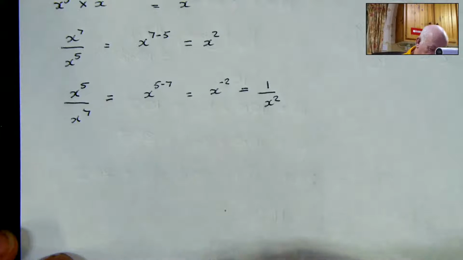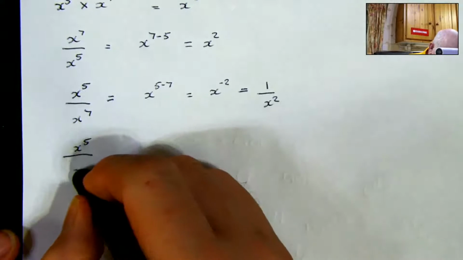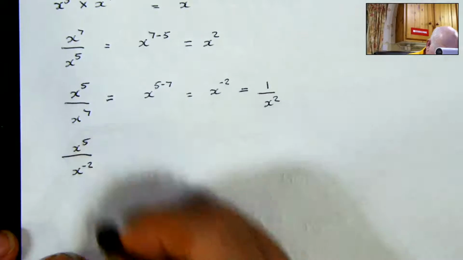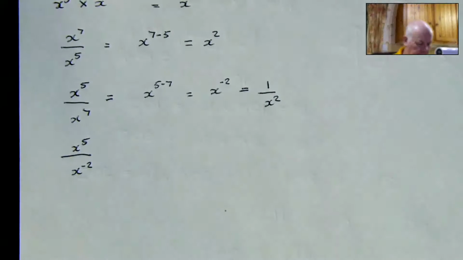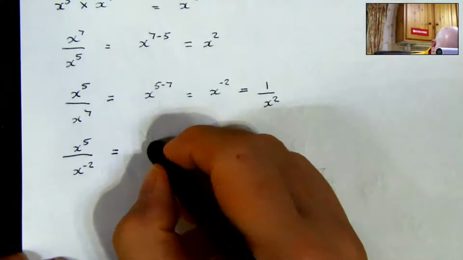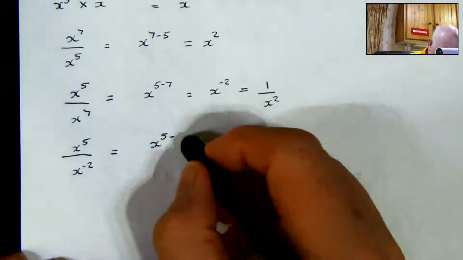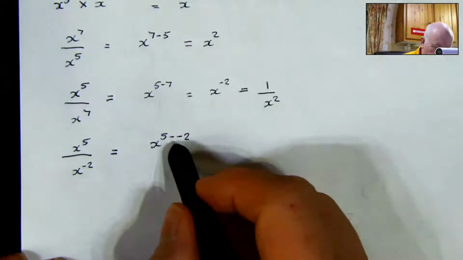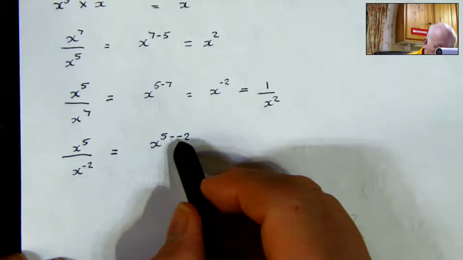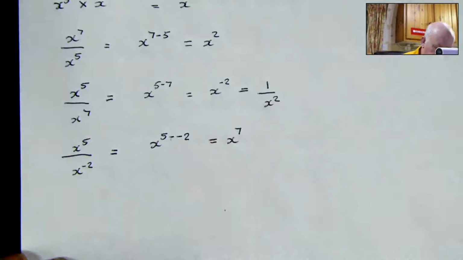Well, let's try another nasty one. Let's try x to the 5th. Let's divide this one by x to the minus 2. Ugh, not looking so nice now. So we've got x to the 5 here, minus, and then it's minus 2, which is the same as plus 2. So this becomes x to the 7.